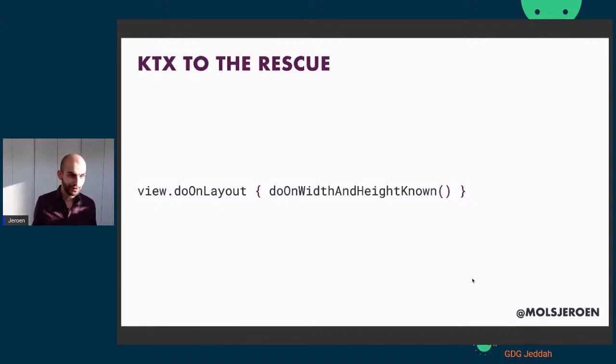And obviously my talk is about KTX, so KTX to the rescue. KTX provides an extension function where you can just say on the view, doOnLayout, and then immediately do the thing that you'd like to do. So this is a lot more concise, it's easier to read, you can't have any leaks, and the race condition would also be gone. So let's have a look, because the really cool thing about all of the support libraries and Android itself is that all of the code is open source. So let's dive into the code to see how it actually works.